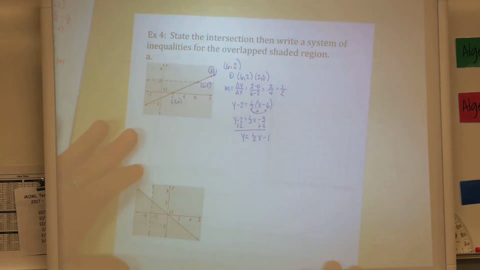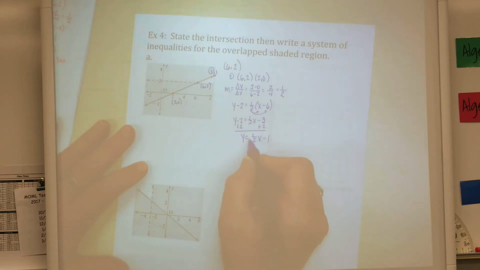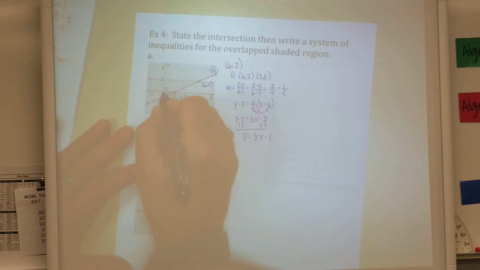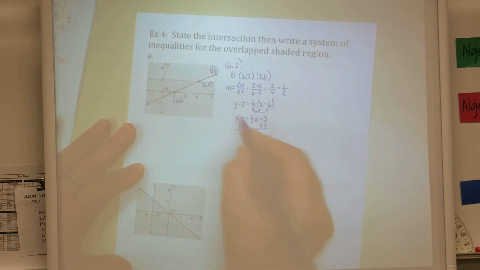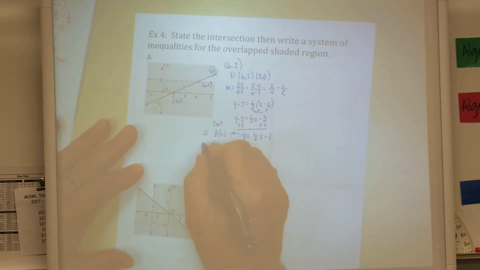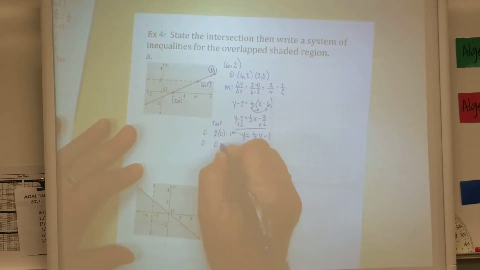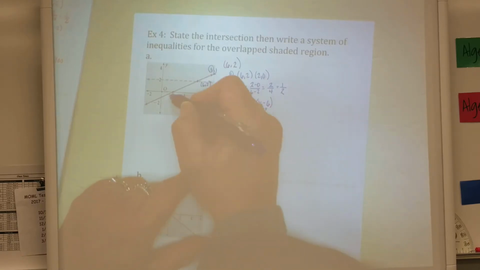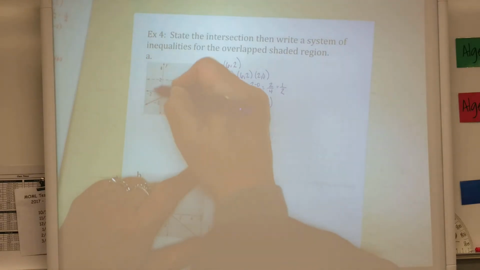I have to decide whether this is greater than, less than, or equal to. Now I know it's going to be an equal to sign. My point here is my intercept. I'm going to test 0, 0, and it should work. So if I go 0 is 1/2 times 0 minus 1. Okay, what I'm doing is I'm taking that test point and I'm plugging it into my equation. I have 0 and 0 minus 1. What inequality works here to make this true? Because I want it to be true because it's in the shaded area. This is the dark part here.